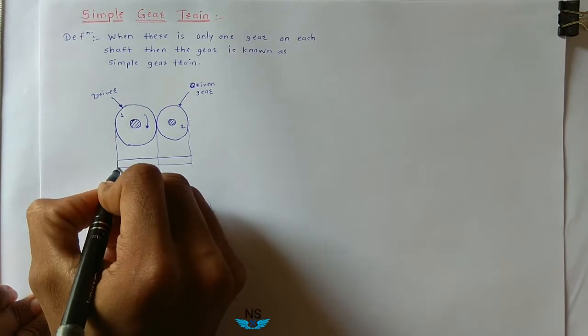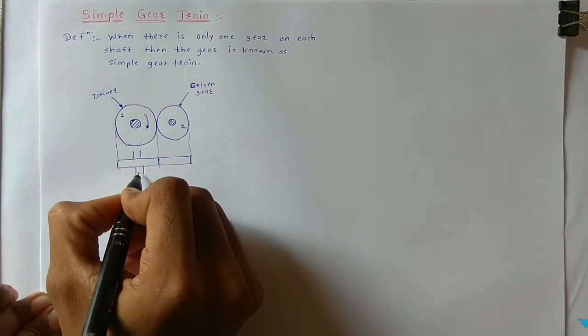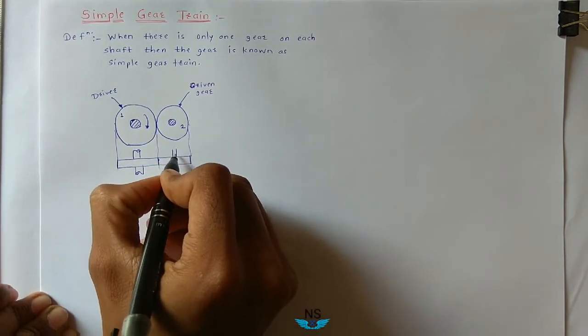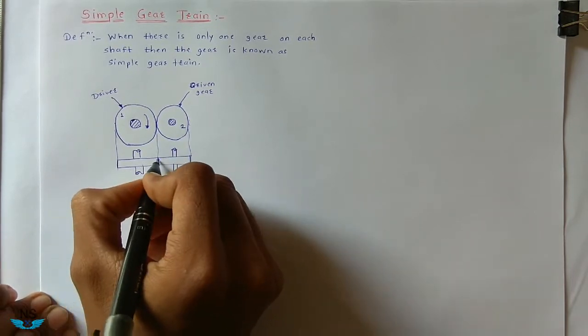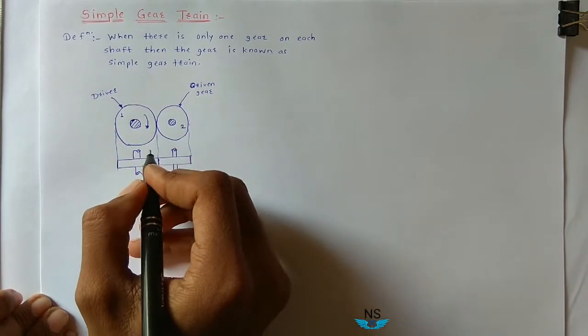Another view of this gear train is like this. This is the driving shaft or input shaft. This is the driven shaft or output shaft. And this is a simple gear train.